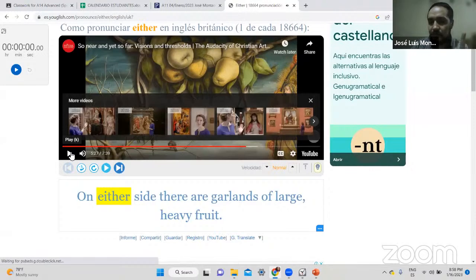On either side, close there. On either side, right? Either, directly either.